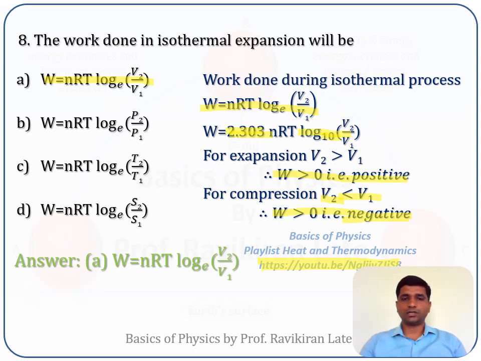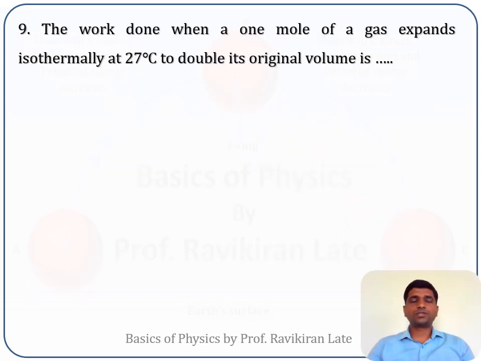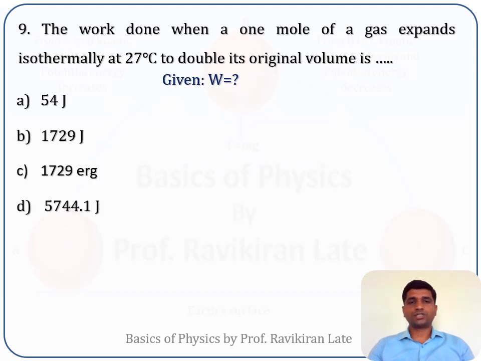Next question is: the work done when 1 mole of a gas expands isothermally at 27 degrees Celsius to double its original volume is. Options are given over here. So first of all, we will find out what is the given data. As the work done we have to calculate, W is equal to question mark.